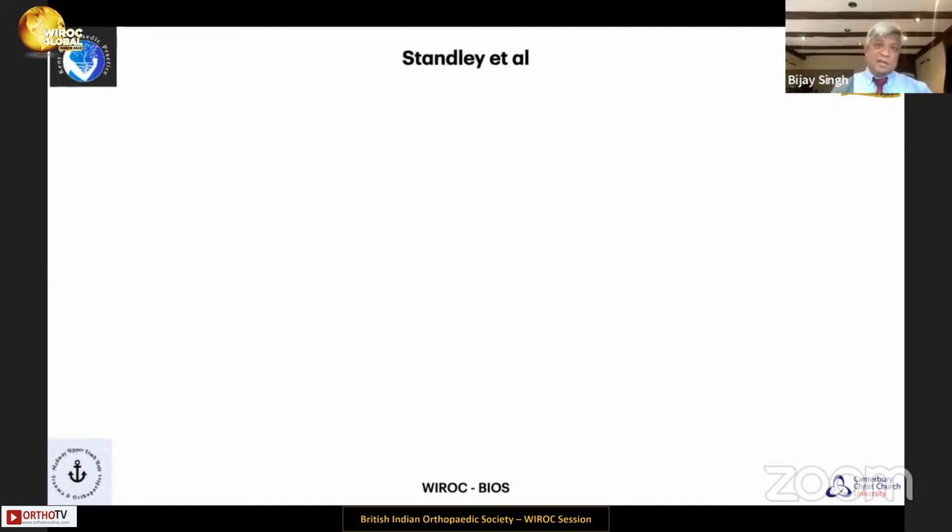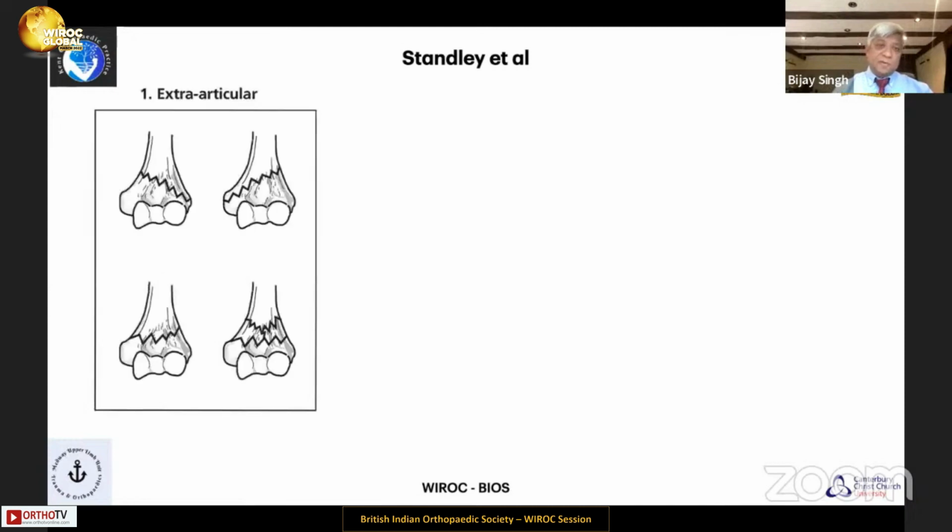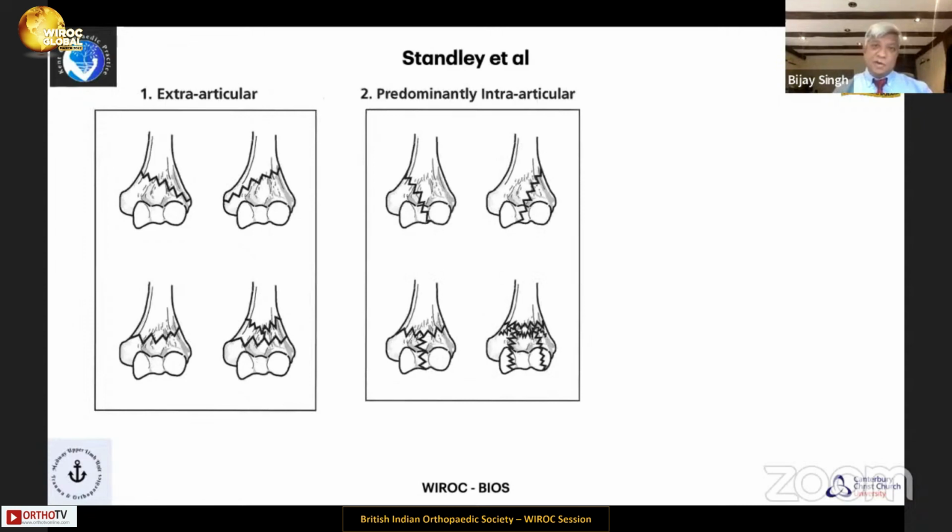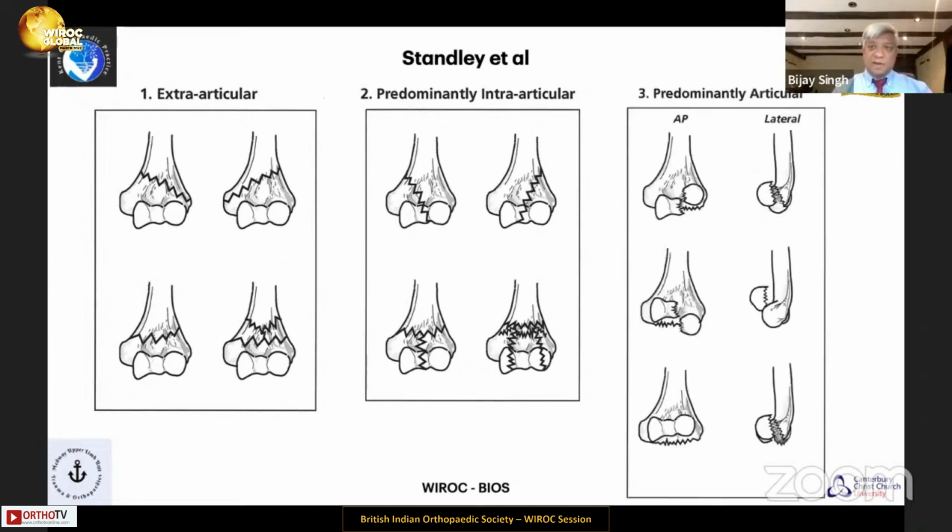David Stanley and his team described one which I found probably one of the better ones, which gives you an idea as to what approach may be useful, as well as outcomes. Type 1 is the extra-articular fractures, going on the severity and the angle, with or without comminution. Type 2 is predominantly intra-articular, but still has a metaphyseal fragment. And type 3 is mainly the intra-articular fractures, which are your capitellar fractures or the trochlear fractures. And these are managed completely differently.